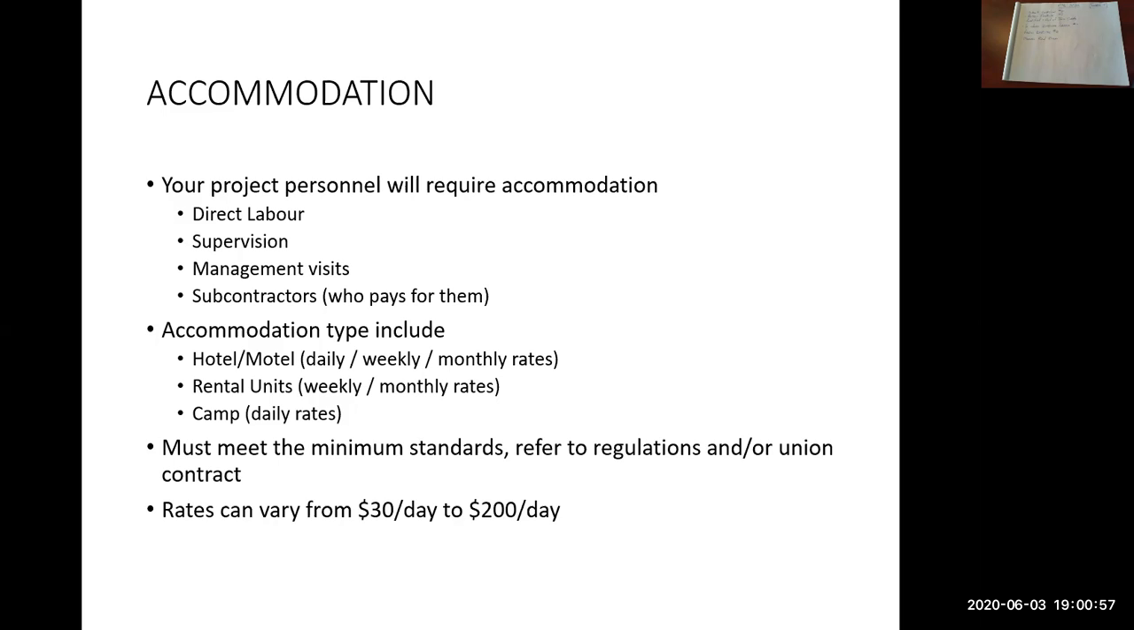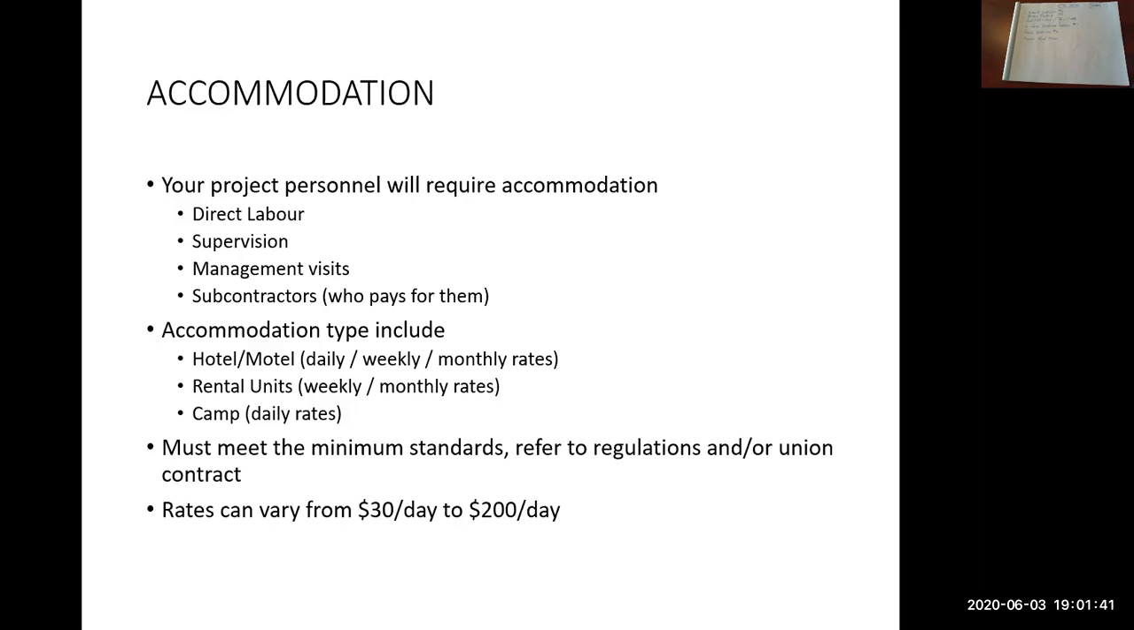So rates, as it says there, can vary. I mean, $30 a day is pretty cheap. That's well out of a city. You'd likely be in a really small town, versus upwards of $200 a day where you're in a bigger city. Maybe it's Kelowna or Kamloops or Prince George, where there's 100,000 people in the city. So the motel rates are higher. Again, it means calling around to the different motels and seeing what the rates are, checking their availabilities.